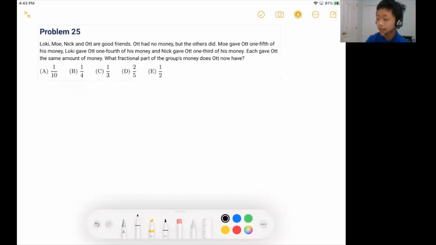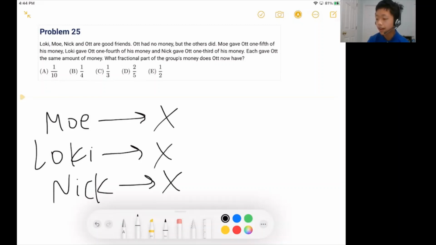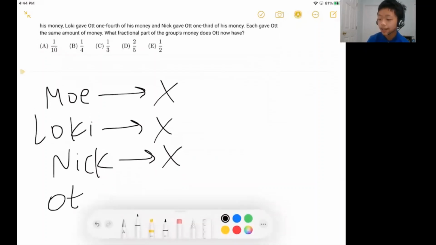So let's say you have Mo, Loki, and Nick. Let's say Mo gave Ott X dollars. We know that all 3 of Ott's friends gave him the same amount of money, so let's say they all gave him X dollars. That means Ott collectively is able to collect a total of 3X dollars. So Ott has 3X dollars now.